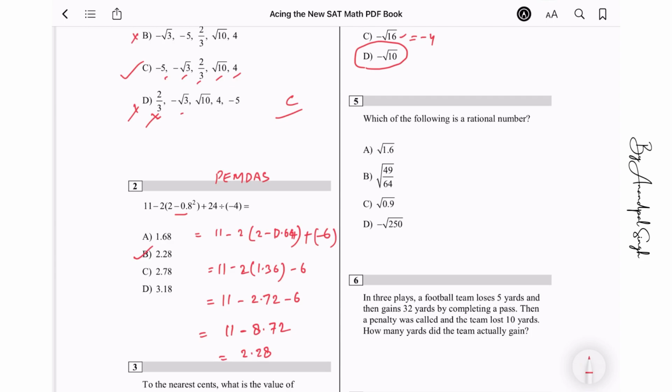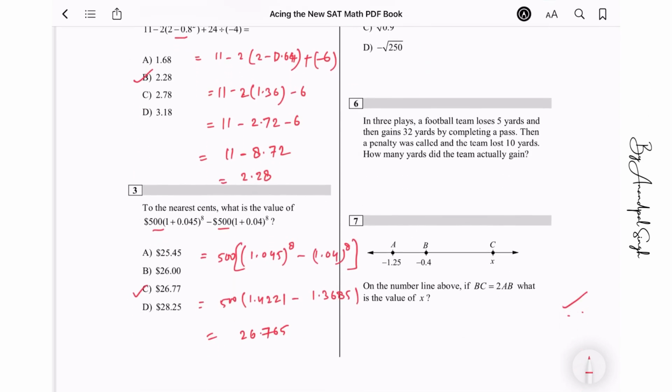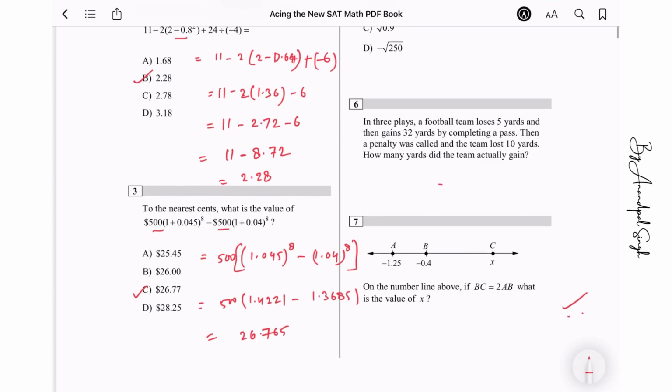Which of the following is an irrational number? See, rational number is this one, 7/8. Clearly anything which can be written in the form of P by Q and the denominator Q is not equal to 0 is a rational number. In 3 plays, a football team loses 5 yards, -5, and then gains 32 yards, and then they get a penalty, and then the team lost 10 more yards. So it should be 32 minus 15. So they actually gain 17 yards. So the answer is 17.